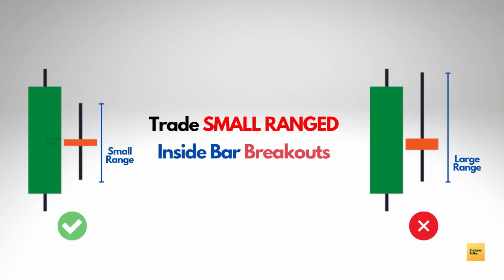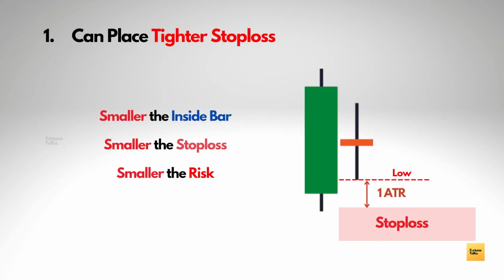Now when trading the inside bar pattern, by entering above or below the breakout of the pattern using any of these strategies, I would recommend you to go with the small ranged inside bar breakouts. Now there are a few reasons as to why this is important. The first benefit is that you can place a much tighter stop loss. You can reference the low of the inside bar to set your stop loss as we have discussed, and the smaller the inside bar, the smaller the stop loss is. And with a smaller stop loss, you can put a larger position size and still keep your risk constant.